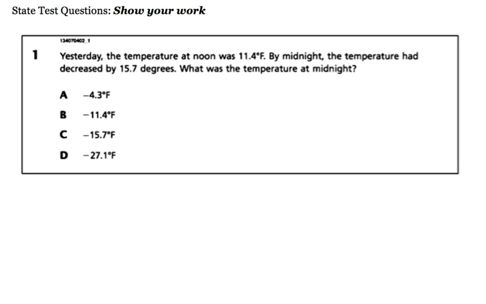So yesterday the temperature at noon was 11 4/10 degrees. By midnight the temperature had decreased by 15 7/10 degrees. Okay, so in this case we have this high temperature of 11 4/10 degrees, and then "had decreased" tells us that we're going to subtract 15 7/10 degrees. All right, so looks like a pretty tricky problem, right? You might look at it and be like, oh my god, I can barely do it with regular numbers. How can I do it with decimals?